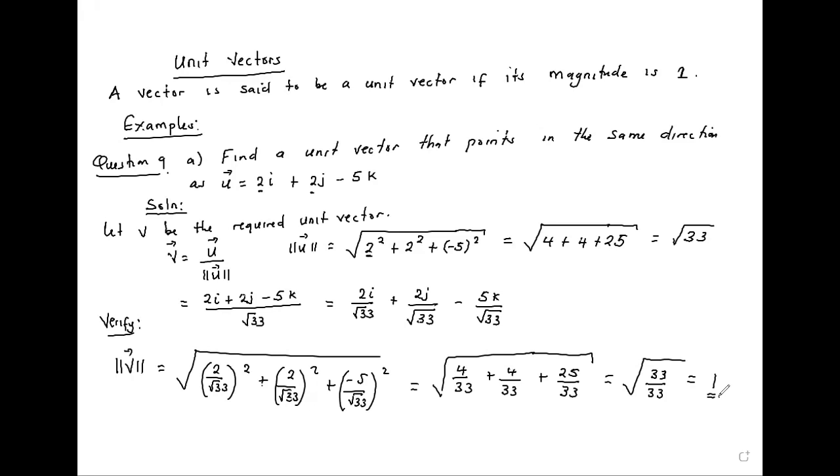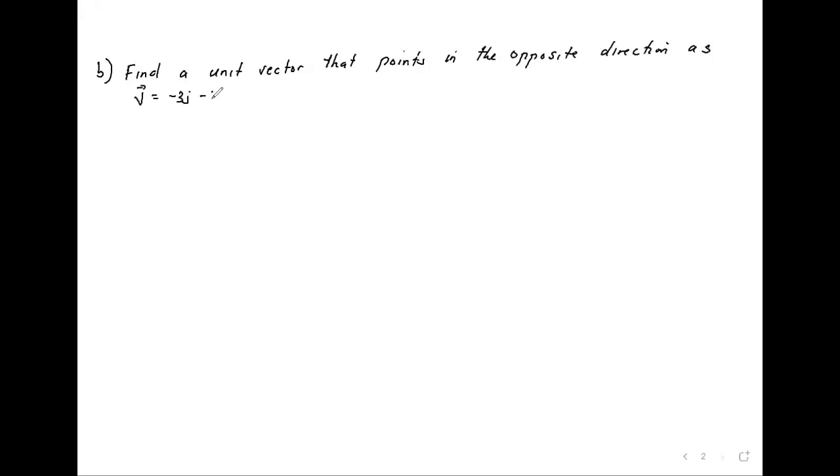Okay, then we go to B. B, find a unit vector that points in the opposite direction as the vector V, which is minus 3j minus 11k.